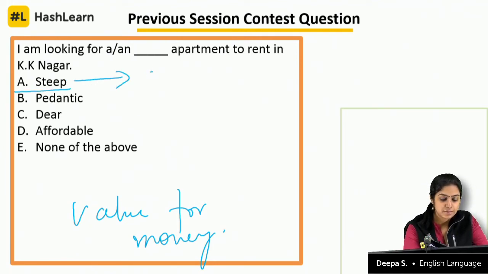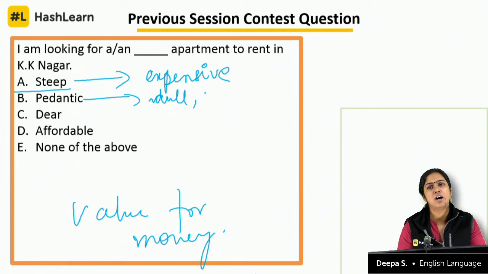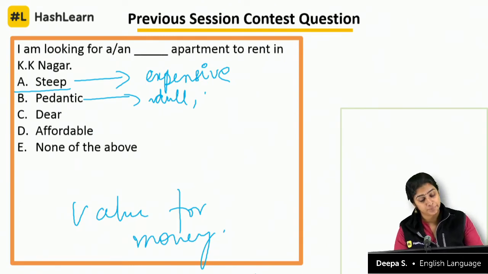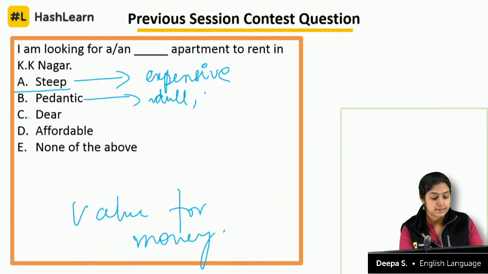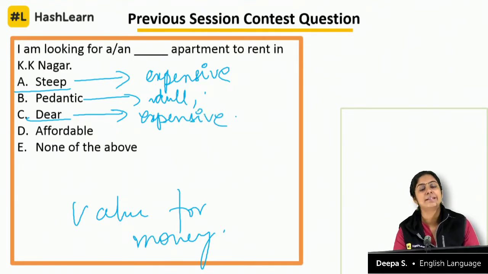Now look at this. Steep means expensive. And then there is pedantic. Pedantic means dull, mundane, pedestrian, something very commonplace, something boring. I'm definitely not looking for a boring apartment. And then dear. Dear is also expensive. So dear in this context means expensive. Something that is very dear or dearly priced means it is expensive.